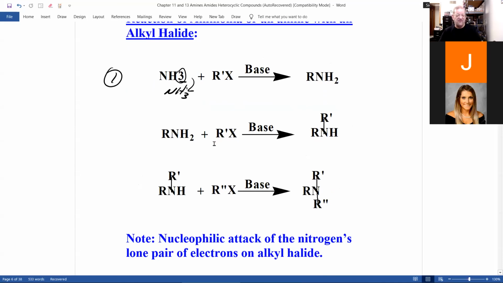Now, the second reaction, I apologize, the slide's way too busy, is this. You take a primary amine, react it with an alkyl halide, can be the same or different, in the presence of base, because you're generating HX and you don't want that. The non-bonding electrons do the same thing, kick this out, and you make a secondary amine. Let's take a look at that again.